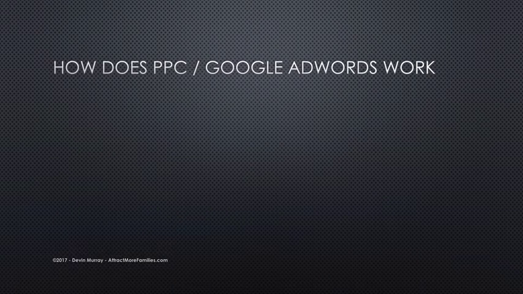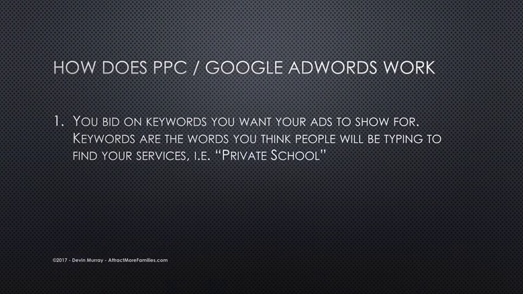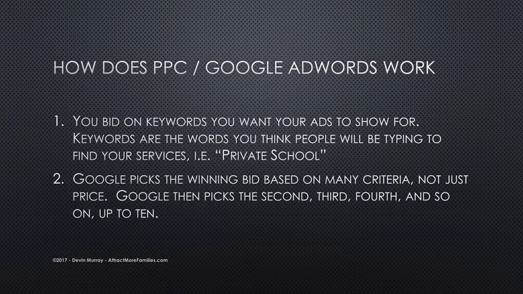So how does PPC and Google AdWords specifically work? It's really pretty simple. First, you bid on keywords that you want your ads to show up for. These are the keywords that you think people will be typing in to find your services, i.e. private school. So when someone's looking for a pain to be solved, what do you think they're going to be typing in to the search engines? Private school is obviously one of them.